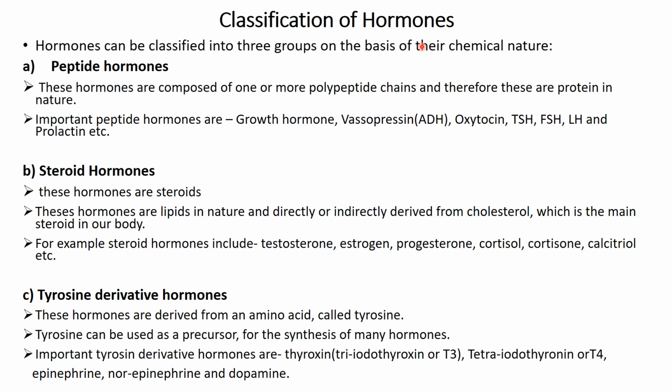Classification of hormones based upon their chemical nature: they are peptide hormones, steroid hormones, and tyrosine derivative hormones.